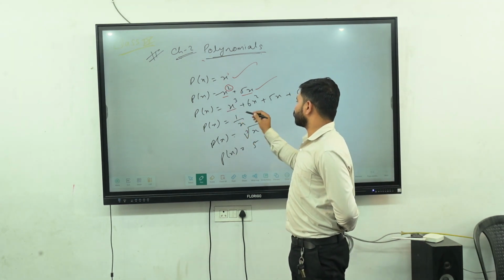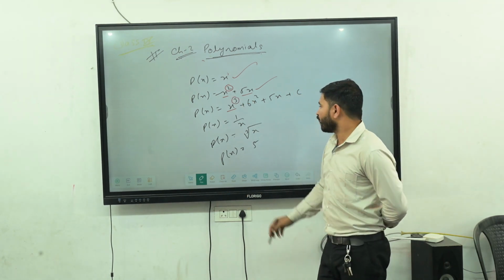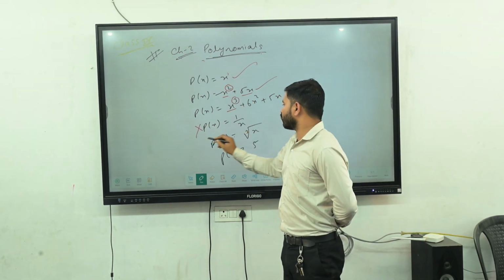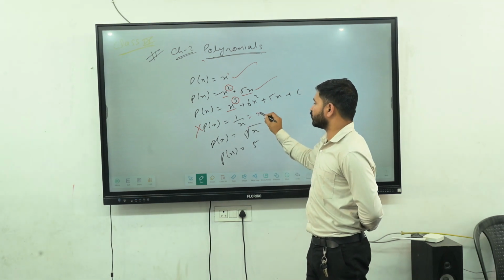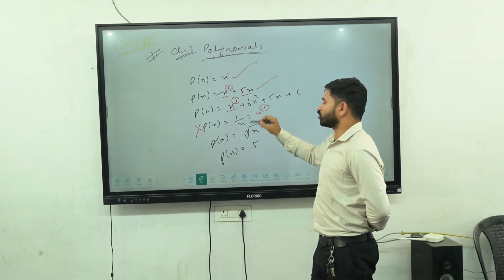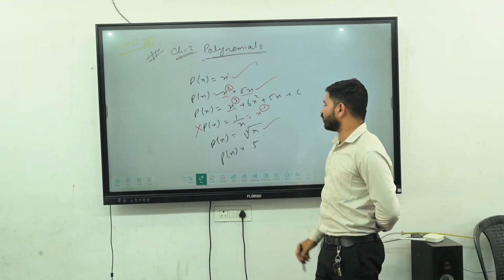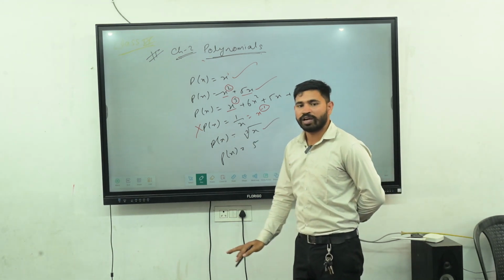See, the highest power of the variable is 3, that's why it is called cubic. And see, this is not a polynomial because when we write 1 by x as x to the power minus 1, then minus 1 is not a whole number, that's why it is not a polynomial. Same like the cube root, it is not a polynomial.